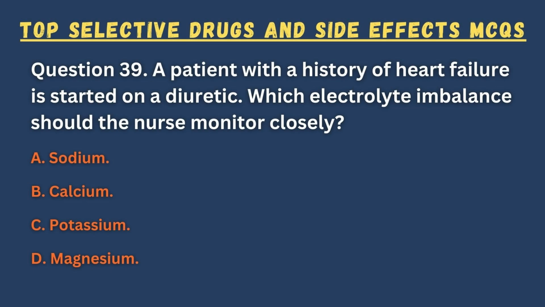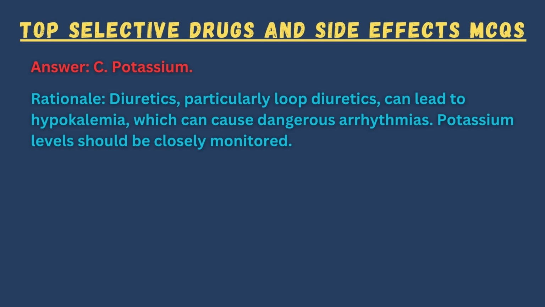Question 39. A patient with a history of heart failure is started on a diuretic. Which electrolyte imbalance should the nurse monitor closely? A. Sodium. B. Calcium. C. Potassium. D. Magnesium. Answer: C. Potassium. Rationale: diuretics, particularly loop diuretics, can lead to hypokalemia, which can cause dangerous arrhythmias. Potassium levels should be closely monitored.